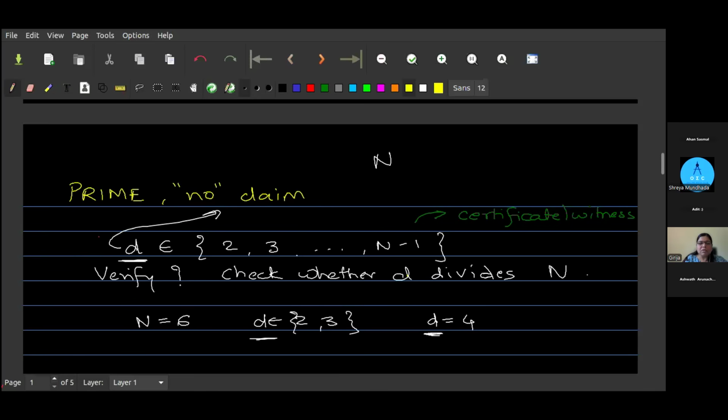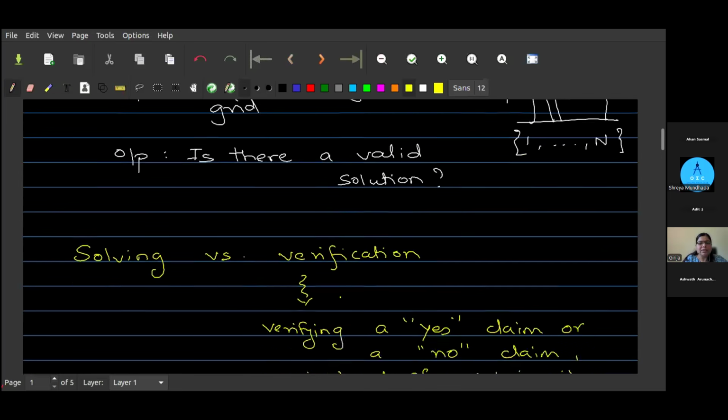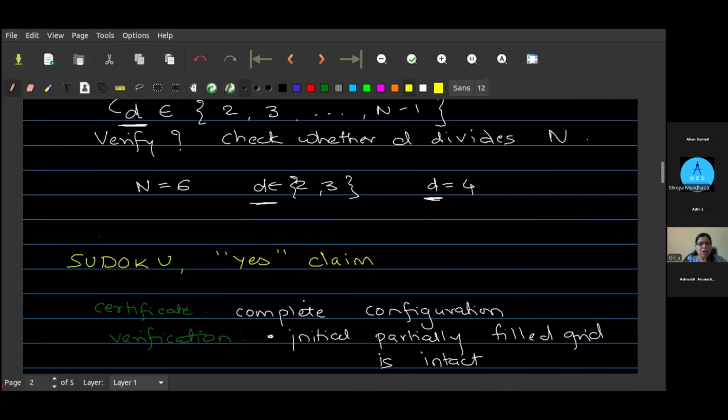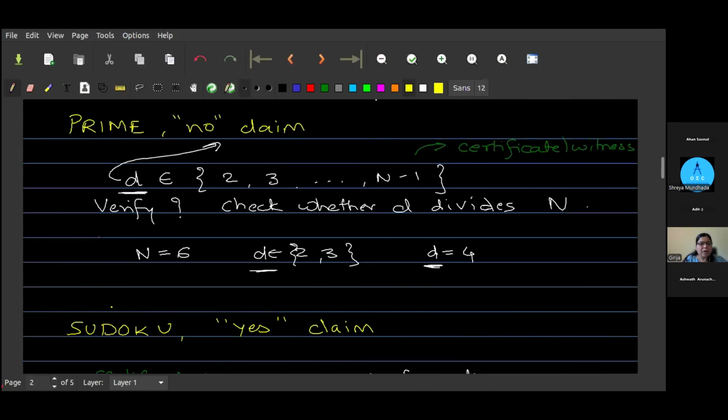So we will consider algorithms for both solving and verification. But here, just to highlight this difference, we focus just on the verification part. And similarly for Sudoku, and for prime, no claim, and Sudoku yes claim.